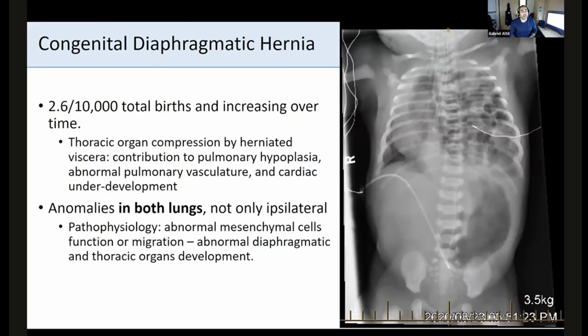It's considered to be 2.6 out of 10,000 total births. And we know that it manifests with a lot of the abdominal content herniating into the thoracic cavity, creating possibly an element of compression, which alters growth of the organs that we have in the chest and probably also alters the functionality of these organs herniating into the chest, such as a portion of the GI tract.